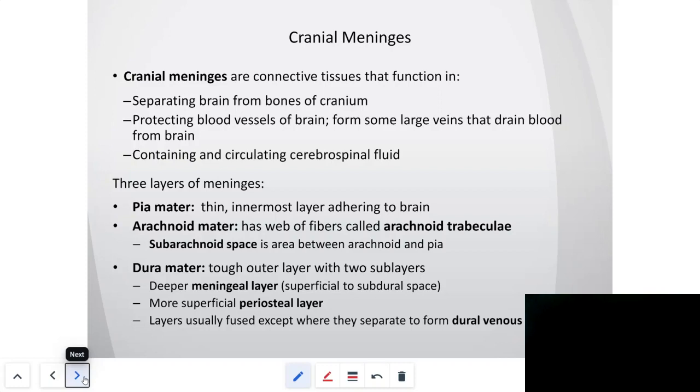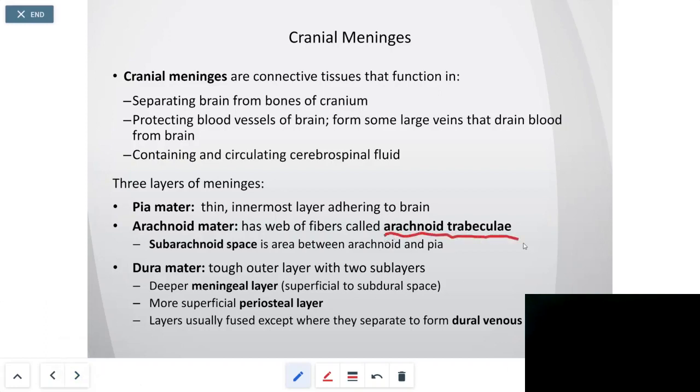Within the meninges, there are 3 layers. Okay, the first layer, the deepest one, is a thin layer called the pia mater. This is what touches the brain itself. The spider layer, the arachnoid mater, which you remember also matches really well because it has this web of fibers. Right? So arachnoid sounds like arachnid, spider, web of fibers, and then the fibers are called the arachnoid trabeculae.